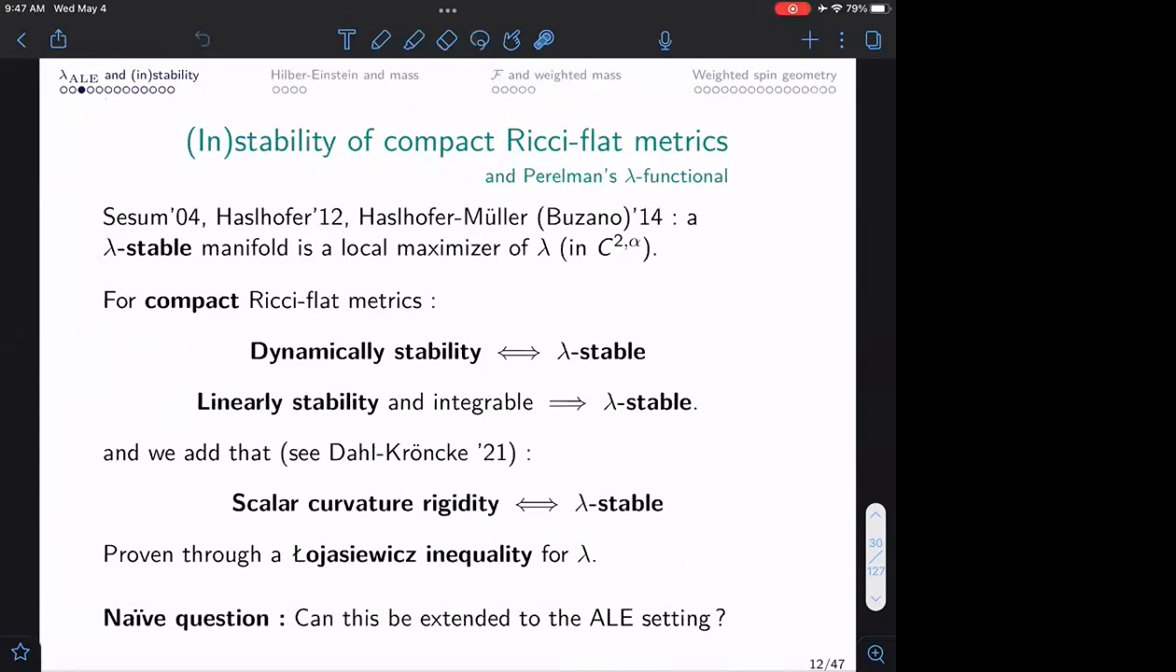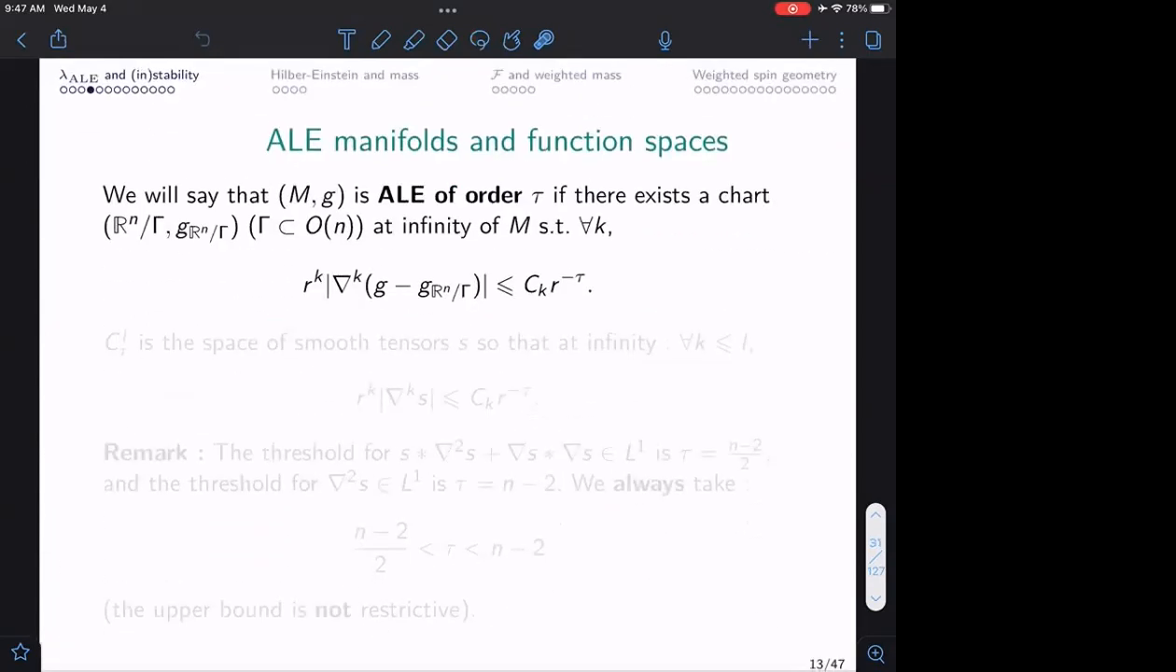Yeah, I don't know if maybe I stated it wrong. But you flow back to a nearby Ricci-flat metric. You're right, that's not the same one necessarily. And so what does scalar curvature rigidity mean in this context? It means that if you have a perturbation of the Ricci-flat metric with non-negative scalar curvature, then it's Ricci-flat. Okay, so that's what happens in the compact setting.